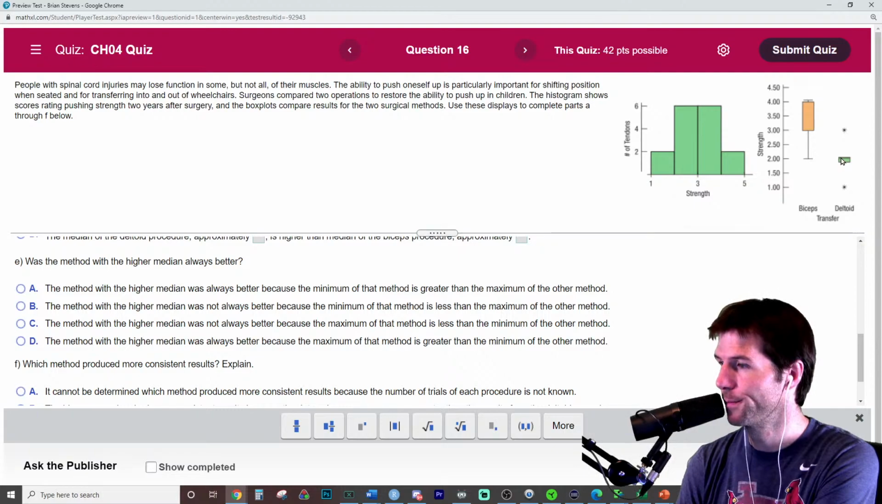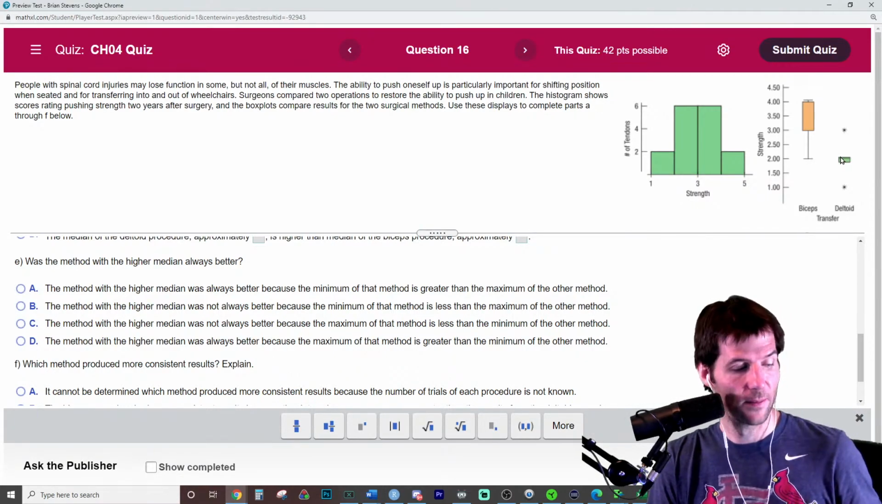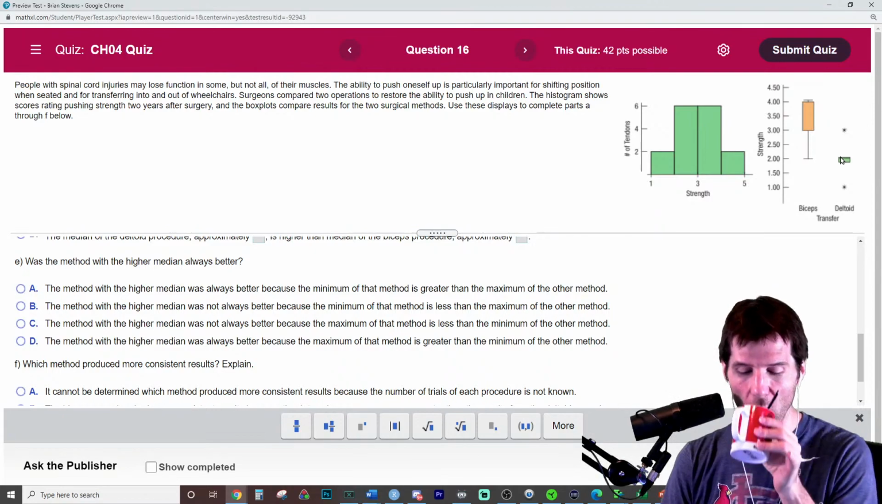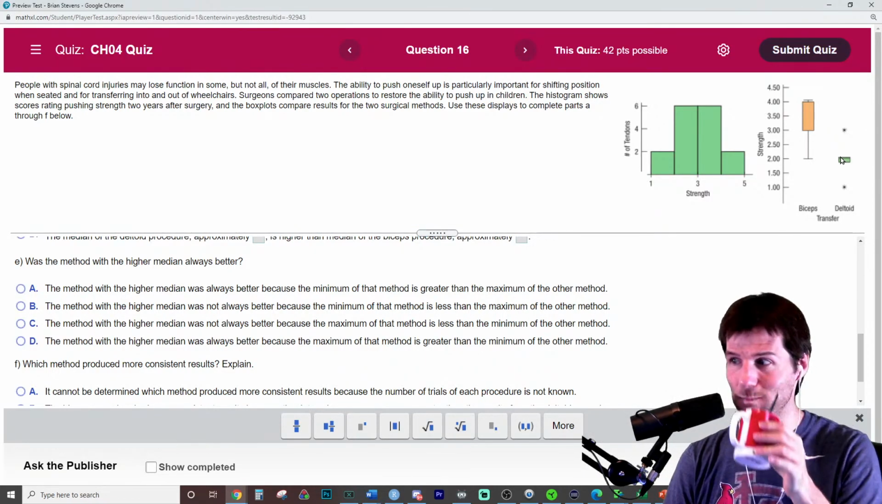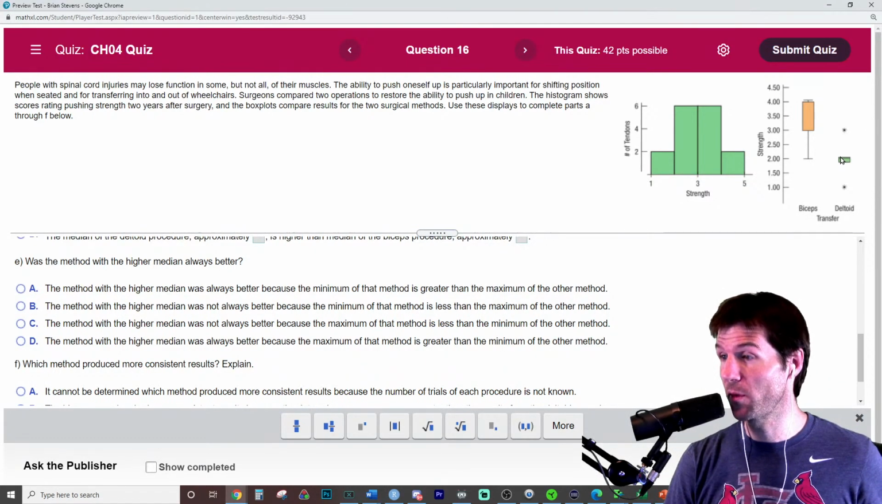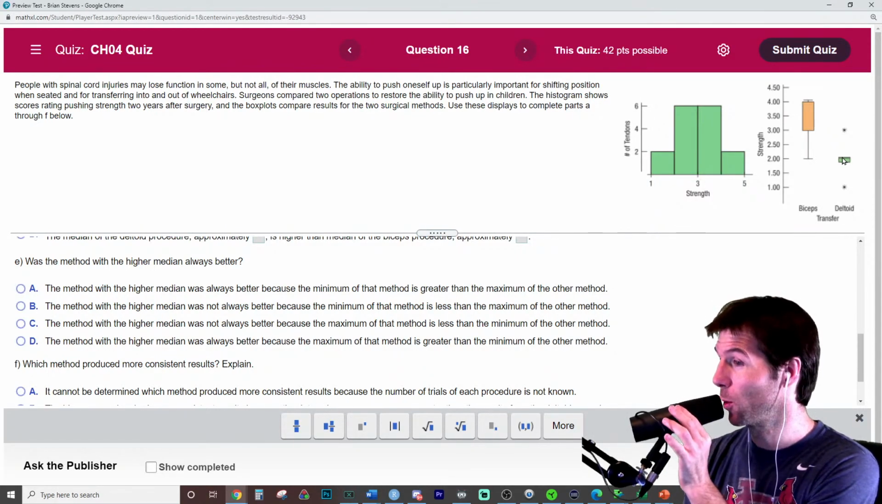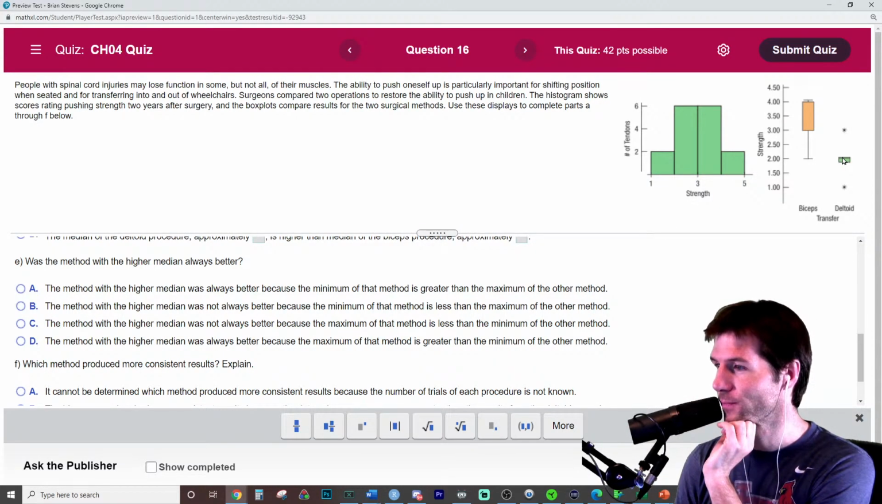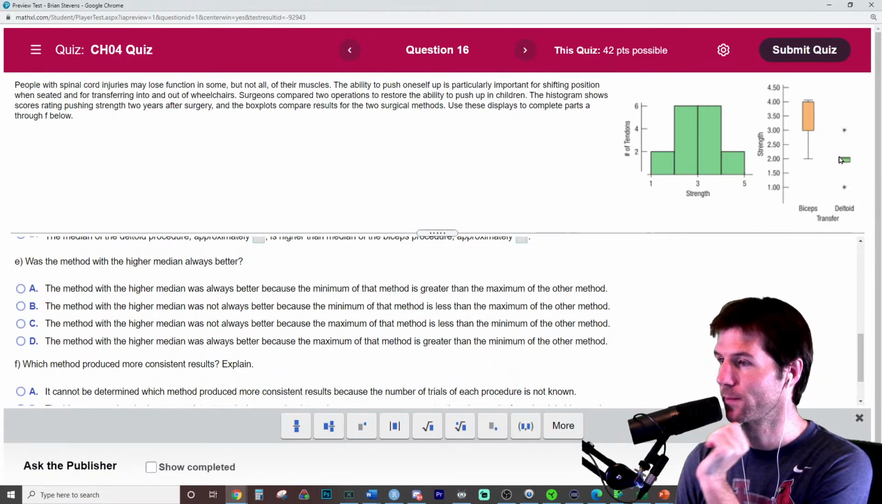I'm trying to trick you. Is it always better than the deltoid procedure? Yes or no? This is a trick people fall into on the test. So this is a really good question to trick you with. Is the bicep procedure always better than the deltoid? The answer is most definitely what? Don't worry if you get it wrong.